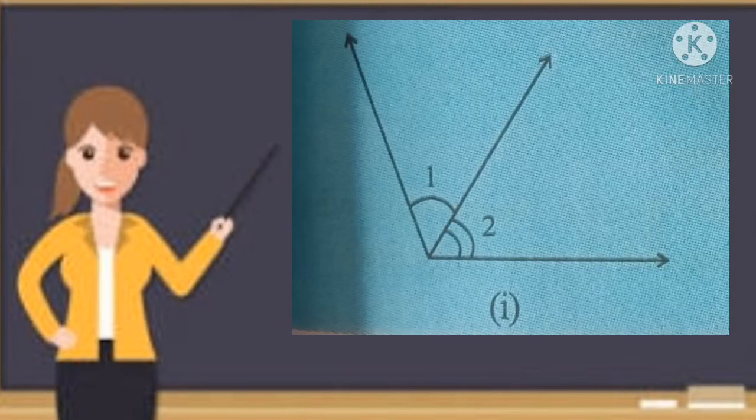Look at these angles. They have a common vertex Q. They have a common arm, that is ray QR. The non-common arms, ray QP and ray QS, are on either side of the common arm. Therefore, angle 1 and angle 2 are adjacent angles.